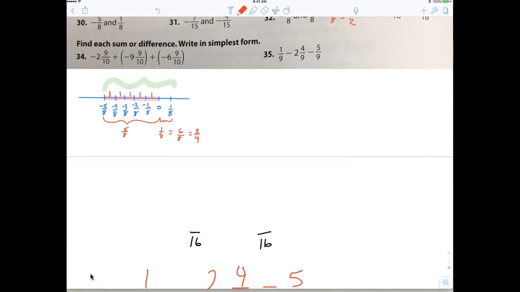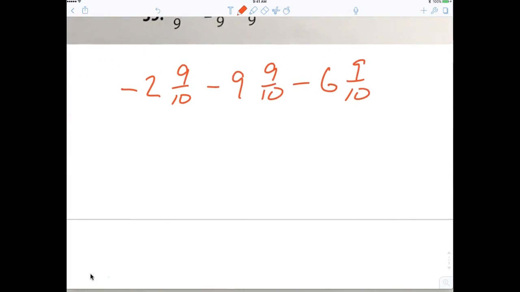All right. Now here we go. 34. I'm going to write this down. This one's the hard one. -2 9/10 minus 9 9/10 minus 6 9/10. Now, does everybody see I changed the plus minus to a what?